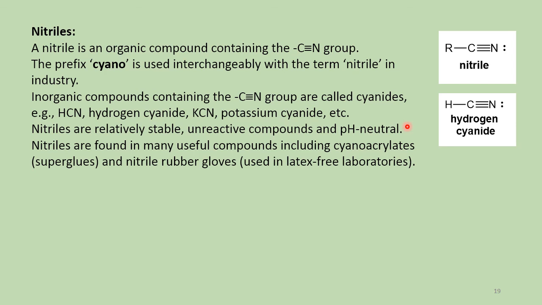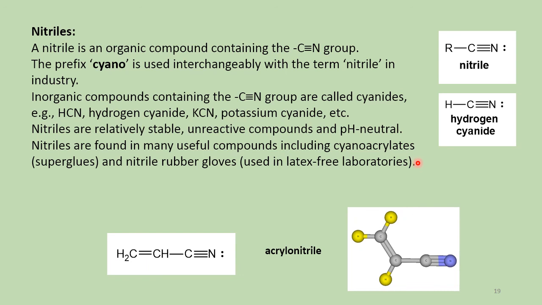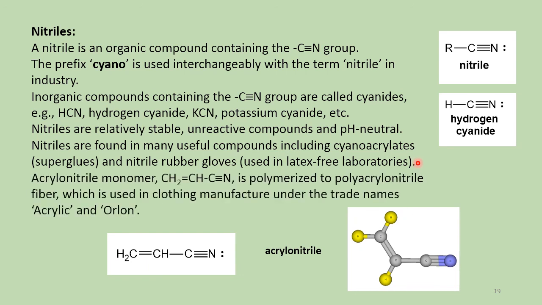Nitriles are found in many useful compounds, including cyanoacrylates, the superglues, and nitrile rubber gloves that are often used in latex-free laboratories. Here is a commercially important nitrile, acrylonitrile, CH2 double bond CH, C triple bond N. This monomer is polymerized to make polyacrylonitrile fiber, which is used in the manufacture of clothing under the trade names acrylic and Orlon.